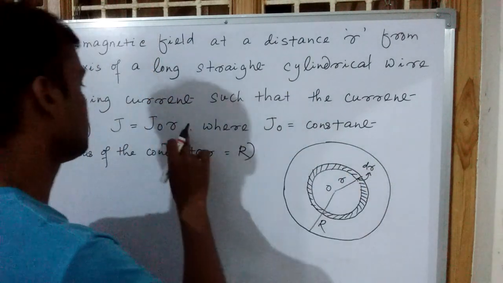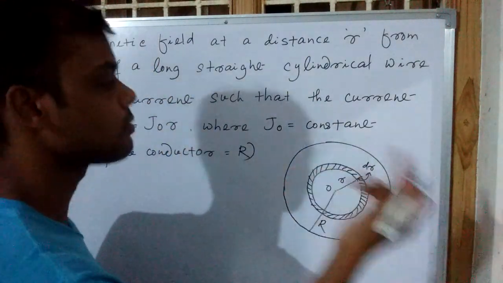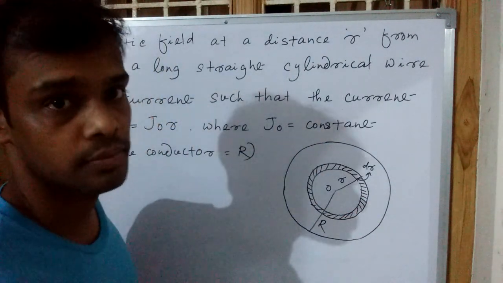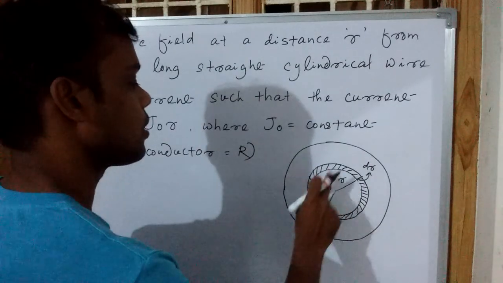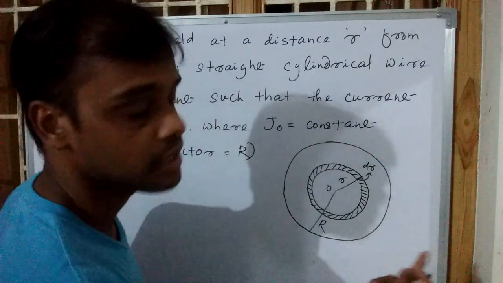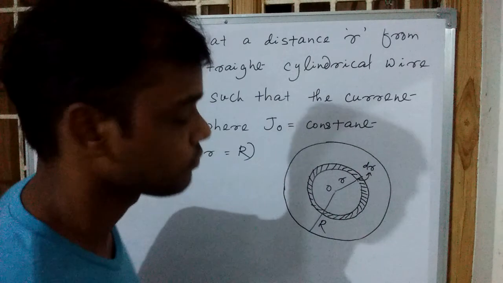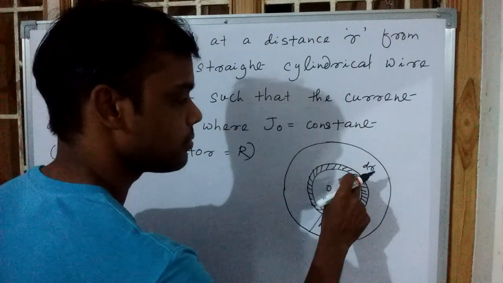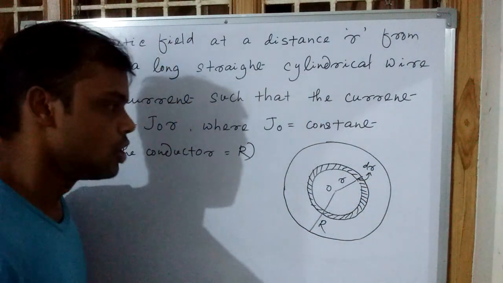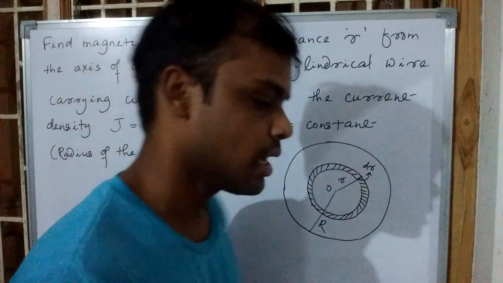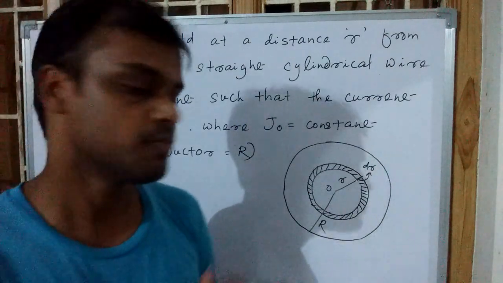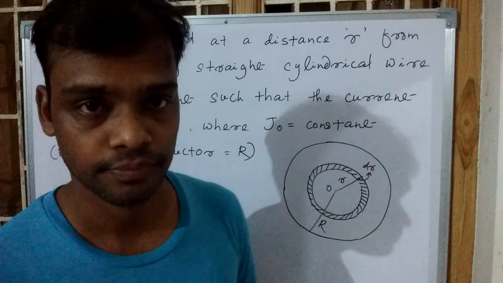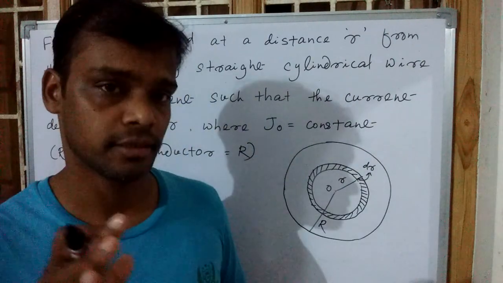But in some other manner. If current was constant, then magnetic field was also constant. But here current density is varying, current is also varying, similarly magnetic field is also varying. So we have to determine the magnetic field at this particular point. For this, first of all, I have always said that before finding such things, you have to first choose a proper element so that you can integrate it.